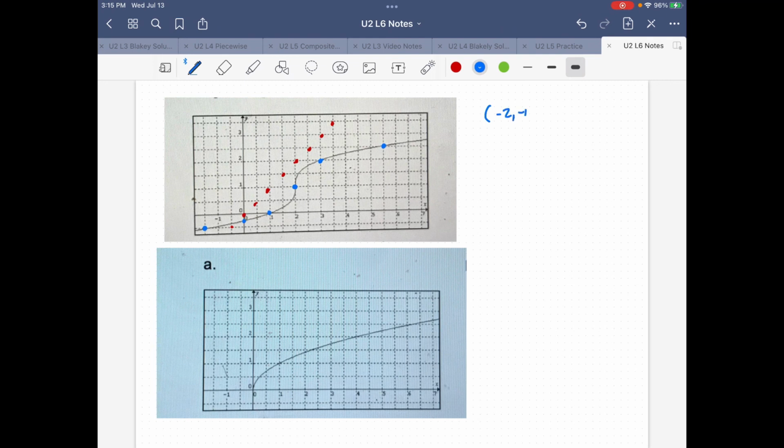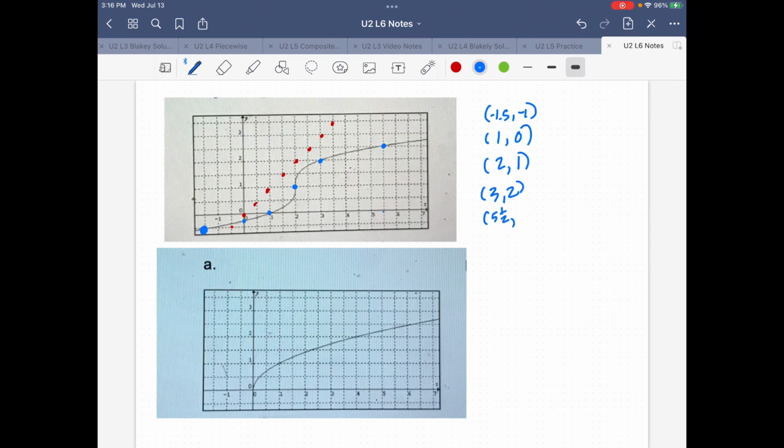Oh, I guess these are going by 1/2. So let me change this. This is actually -1.5 right here. So I've got 1, 0, 2, 1, 3, 2, and I've got 5.5 and 2.5. Okay, so now for my inverse function, I'm going to switch my x's and my y's.